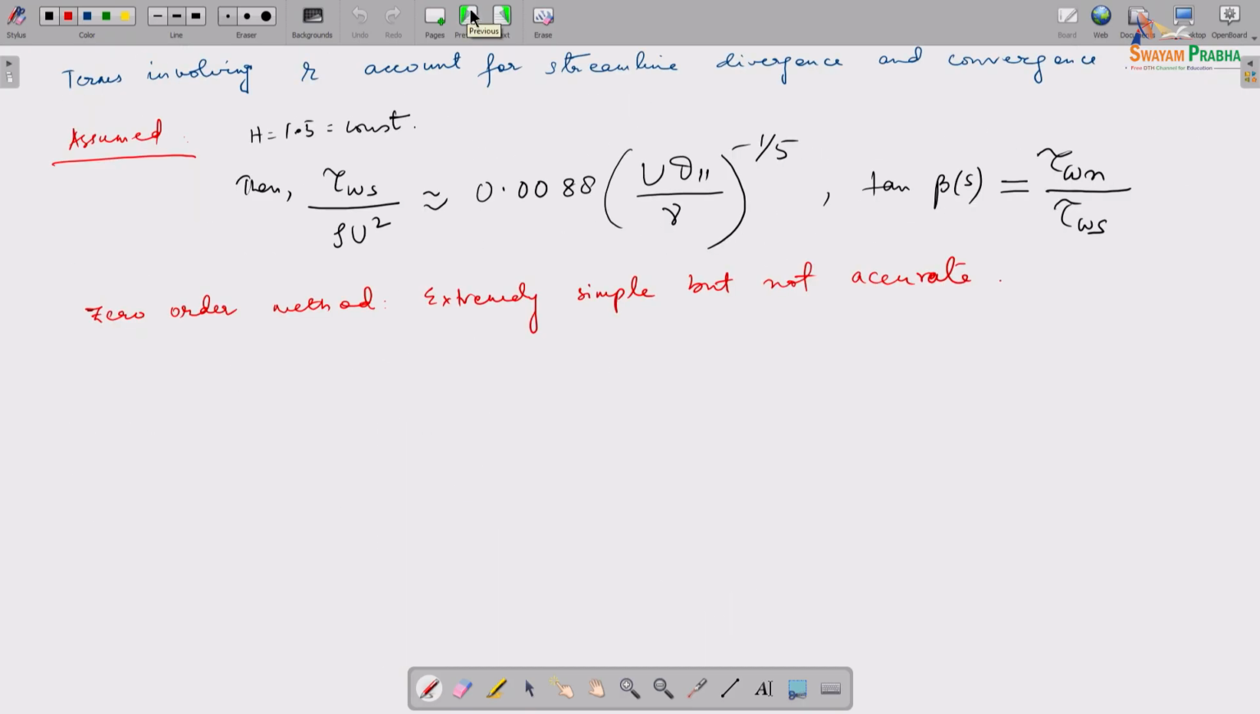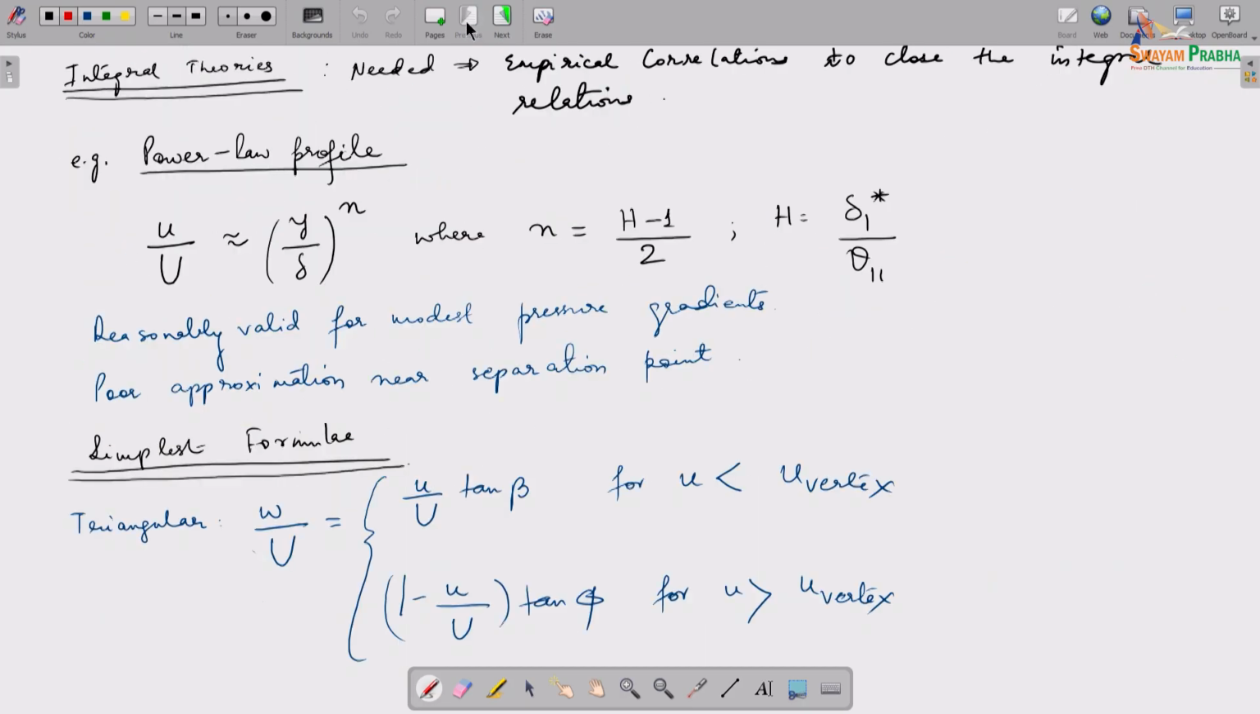Okay. And essentially we started from here, saying that we need integral theories. So, integral theories, why do we need that? What is needed in the integral theory is essentially empirical correlations which can close the integral relations, right. So, we are basically looking for closed form solutions, but hitting roadblocks every step of the way, I guess.